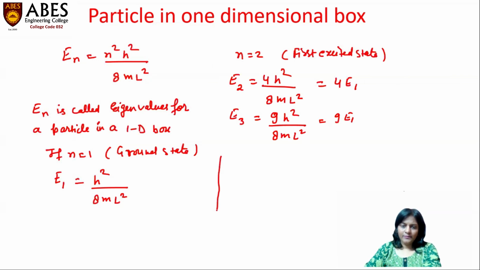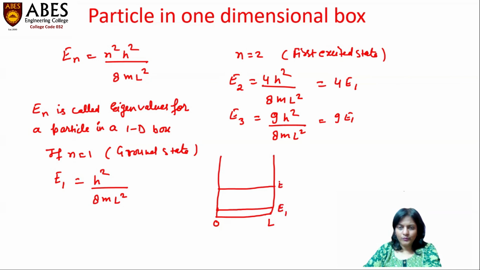It means a particle in a box has discrete energy levels. This is the 0 to L length, and the energy level at this point is E1, and this is E2, 4 times E1. This is 9 times E1, E3. This is for n equal to 1, this is for n equal to 2, and this is for n equal to 3.